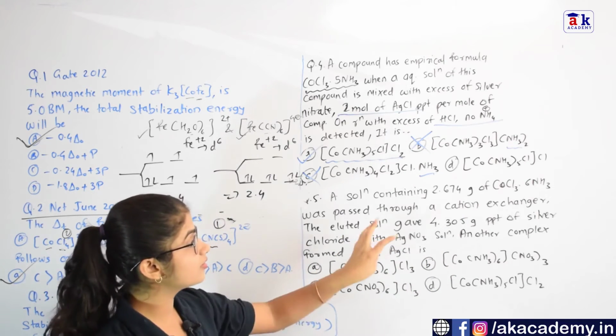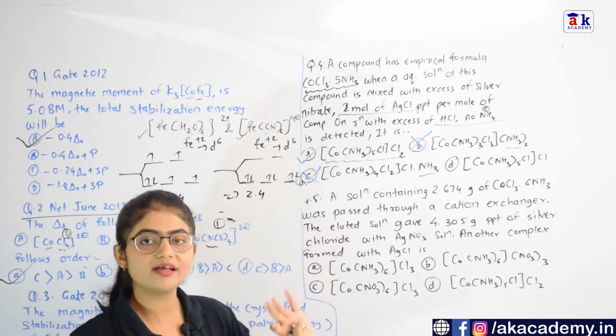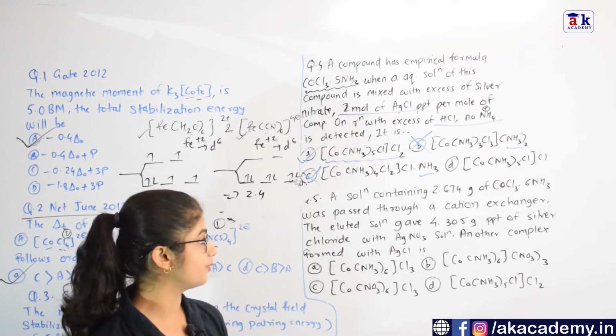Now the thing is that this question is not as simple as the previous question, because in this particular question we have not been given the number of moles of AgCl, that is, silver chloride formed.